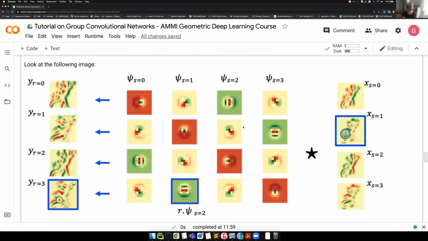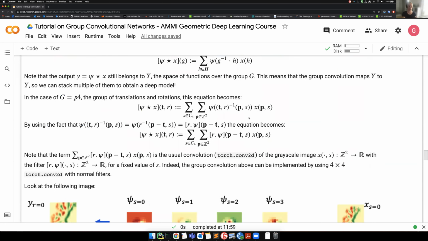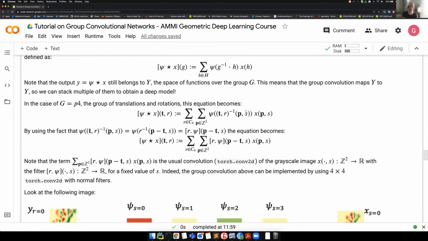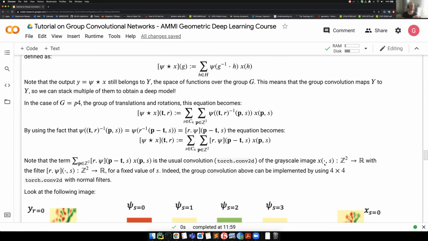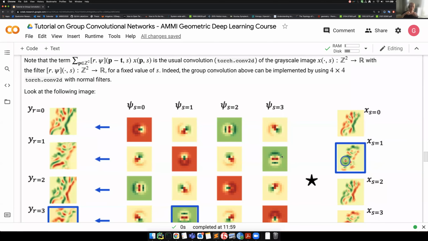The trick again is literally what we had before. But rather than having a filter which is a function only over the pixels, rather than having a filter that is only an image, we have basically 4 filters, and you see that as a function over the pixels and over the 4 rotations.